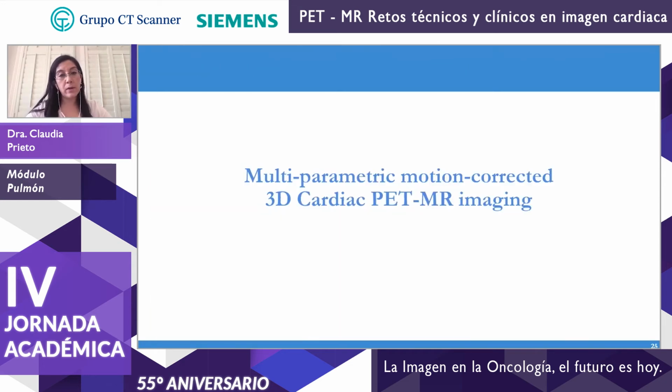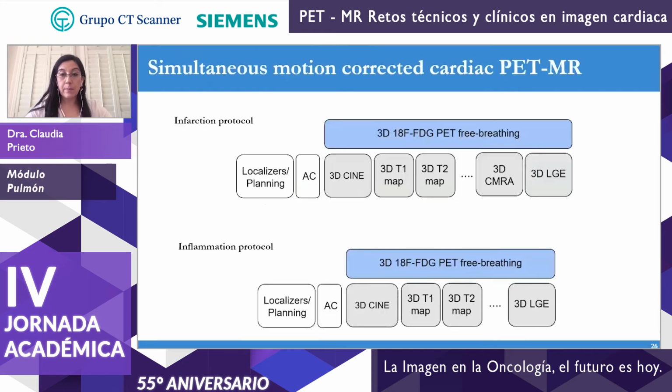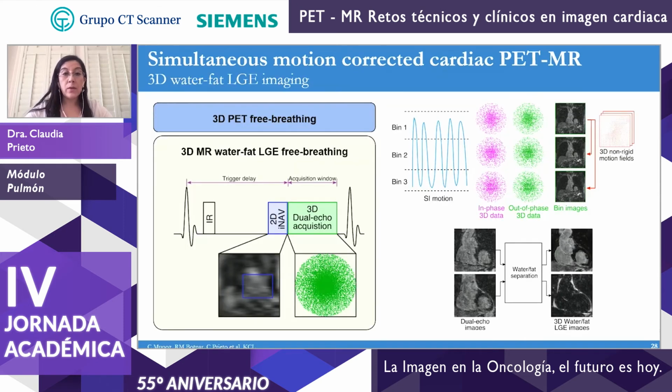Okay, but what about the other MR contrast? So for example, looking into possible infarction and inflammation protocols as shown here, we see that we also may require the acquisition of 3D CNET, T1 and T2 maps, and LGE imaging in addition to the CMR data. So the good news is that this framework can be easily extended to other contrasts, and we have shown that this can be extended to LGE, CNET, T1 and T2 mapping.